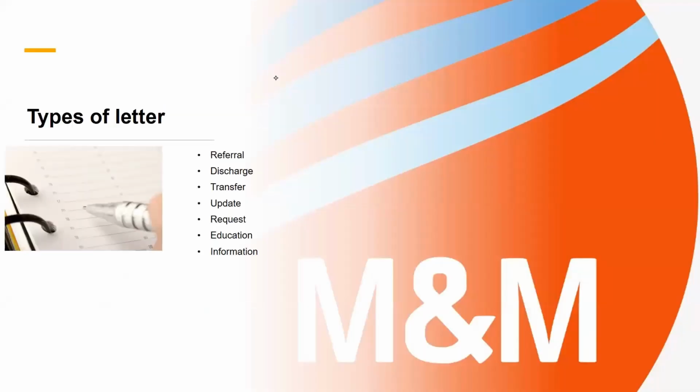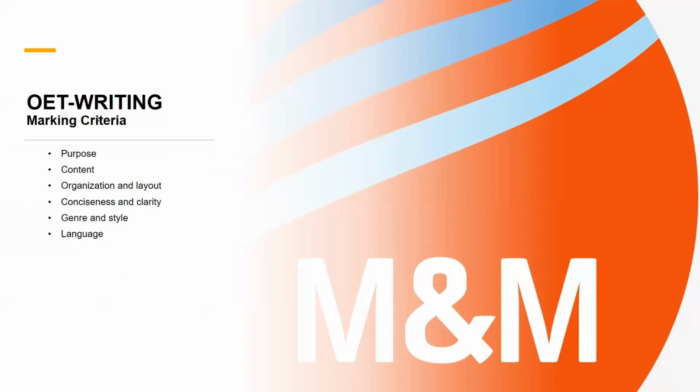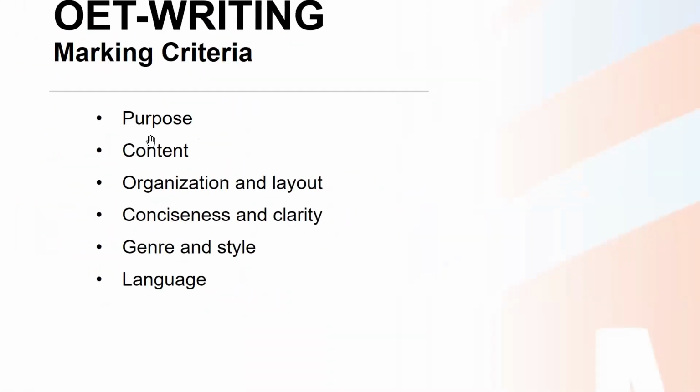The total score is 500. You need to score 350 out of 500. As per the criteria, everything is marked from 0 to 7. In order to qualify in your OET writing, you must score 5 out of 7, right? 5 out of 7. Okay. The purpose is graded from 0 to 3, but in order to qualify, you should get 2 out of 3.